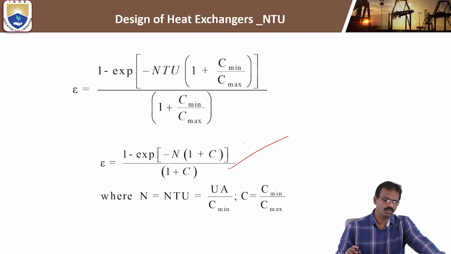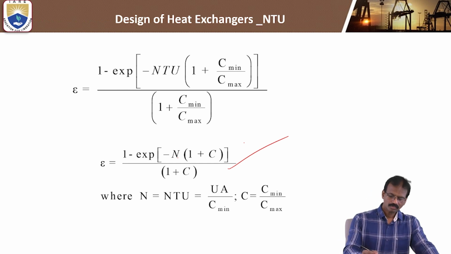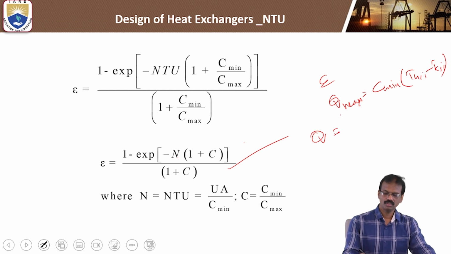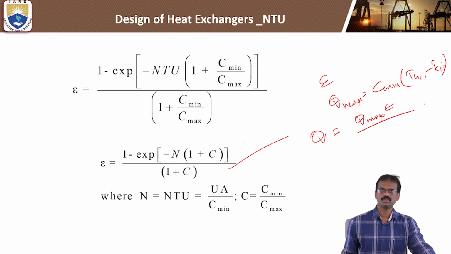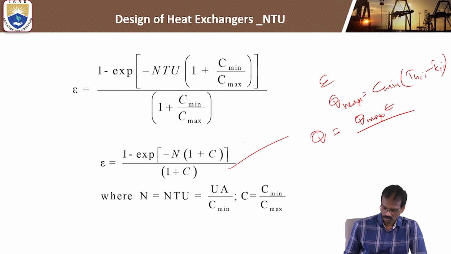For a counter flow exchanger it is a different formula. We'll see that also. If you know the effectiveness, and Q max is equal to C minimum into the inlet temperature difference, then you can find the rate of heat transfer: Q is equal to Q max into epsilon, the effectiveness. In this way, you can find the rate of heat transfer through the NTU method in parallel flow, counter flow and cross flow.